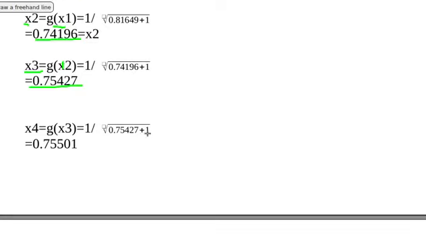And when do you stop this iteration? If your question says you need to find a root with a precision up to 3 places, it means you have to make these 3 places static. That is 741, now it is 7542. Now see, in the next iteration this 7, here also 7, here also 7, that is, you have reached an accuracy up to 1.